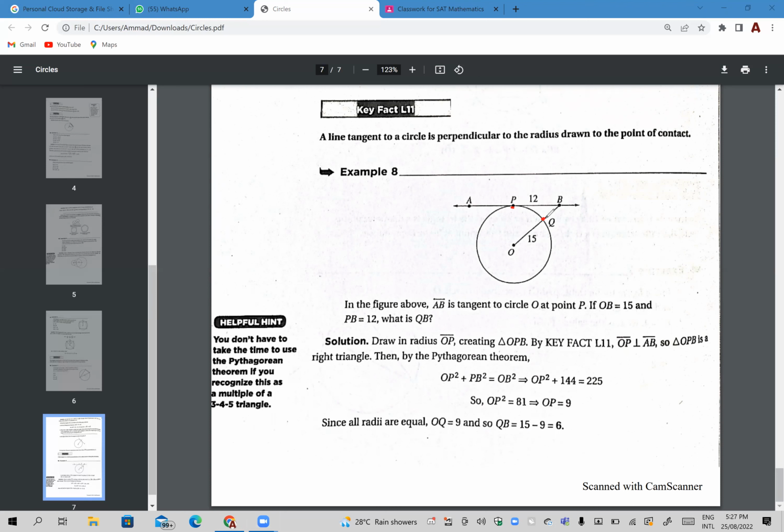ये इधर से इधर तक की बात हो रही है. इसका मतलब ये है कि we know this entire OB is 15. इसमें से हम लोग, अगर हमें रेडियस मिल जाए, let's call it x. x क्या चीज है? This yellow length. That's it. If we get x, we can subtract this x from OB. OB minus x is equal to what? It's equal to QB. And QB is what we're supposed to find.